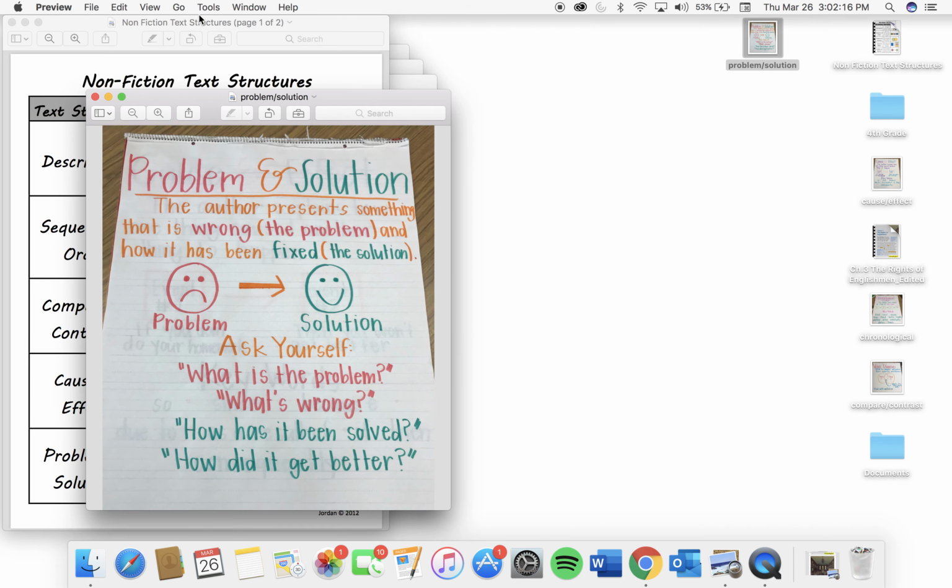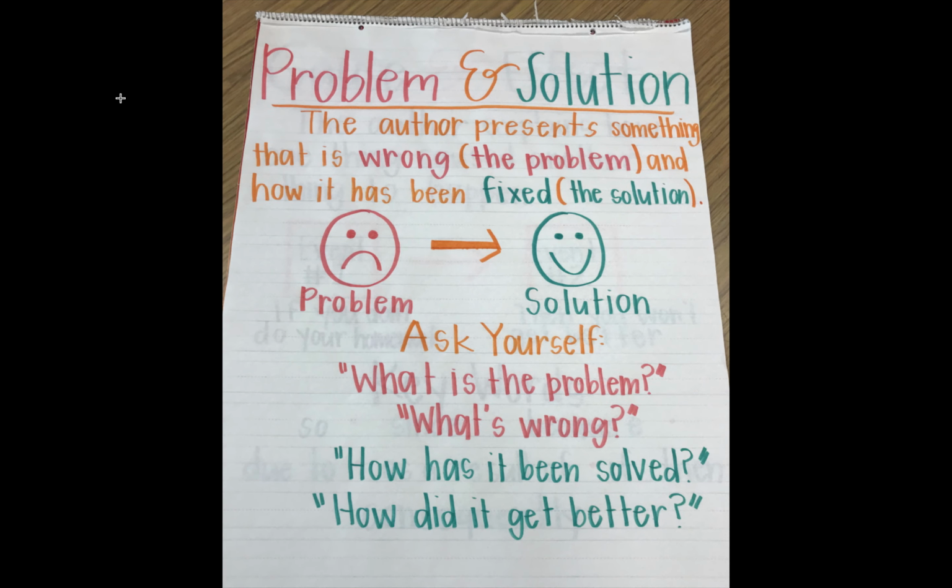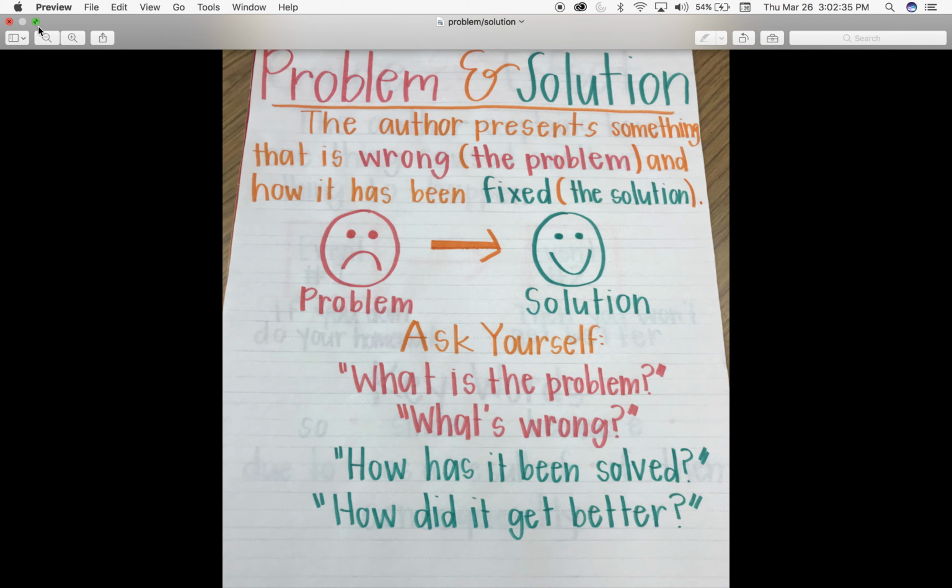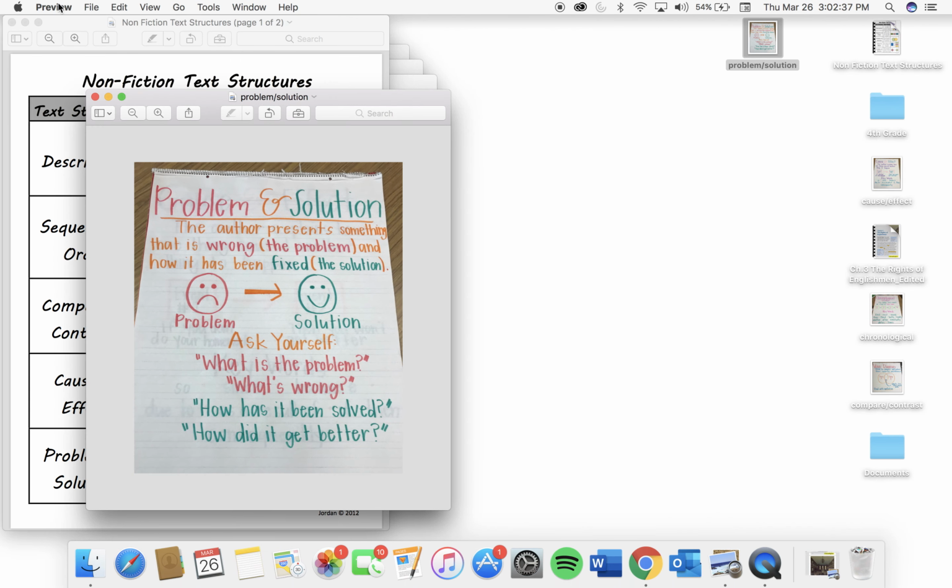Keep that in your brain when you're thinking about problem and solution, because that's one way to make it different from cause and effect. One more little picture for you. Right? You got a problem. We got a solution. What is the problem? What's wrong? And then how has it been solved? How did it get better? Asking yourself those questions will help you know if it's a problem and solution text structure. Okay, I know that was a lot of information, and all of this will be posted for you to have.